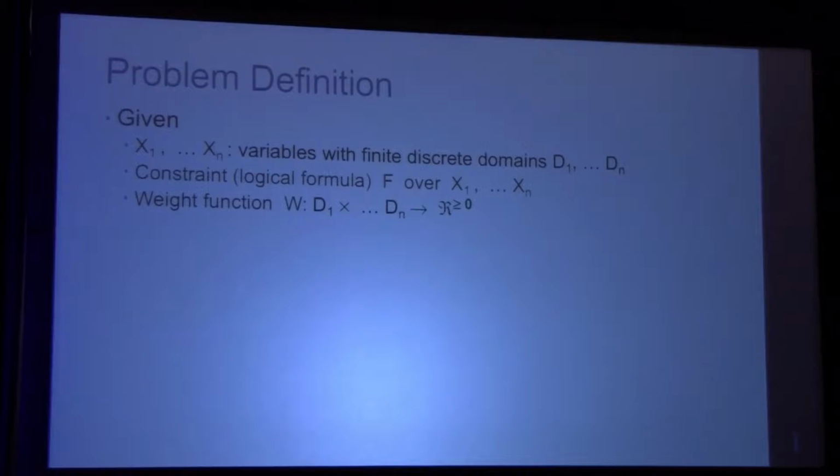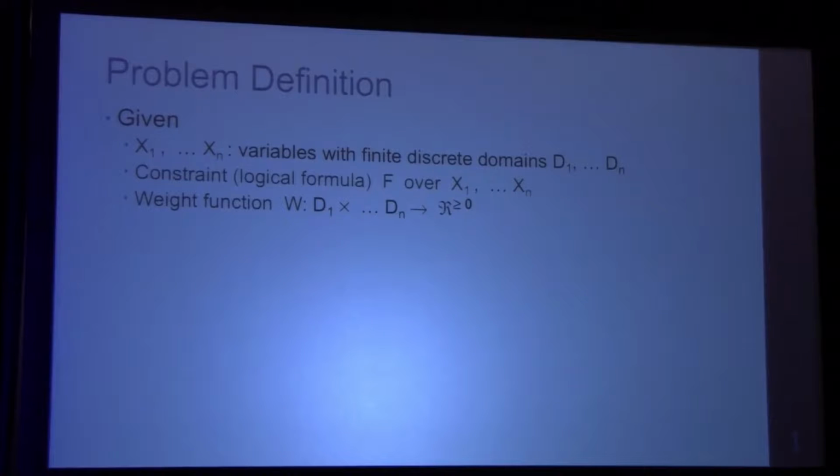Okay, so here's the problem definition. Suppose you have n variables, x1 to xn, each coming from some finite discrete domain, E1 to En, and I have a constraint, often given as a logical formula, f over these variables. In addition, suppose I'm given a weight function which assigns a non-negative real number to every possible combination of values of these variables.